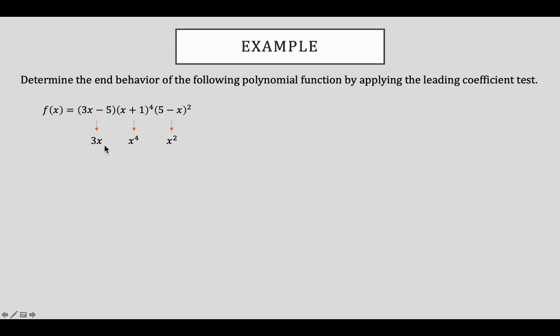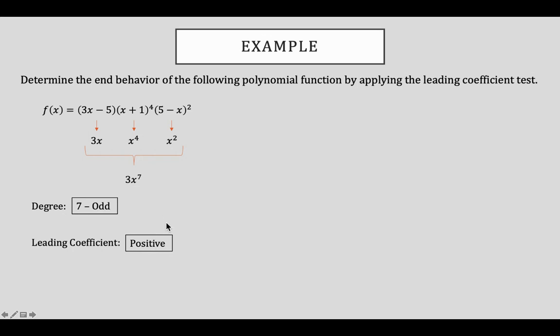Hopefully you remember that when we multiply exponential quantities with like bases, we add the exponents. So 3x times x to the fourth would give me 3x to the fifth, times x squared gives me 3x to the seventh. This would be the highest power term of our polynomial function, 3x to the seventh. And so what is the degree of this polynomial? The degree is going to be 7. That is odd degree. And the leading coefficient in this case is a positive 3. So we have odd degree and positive leading coefficient.